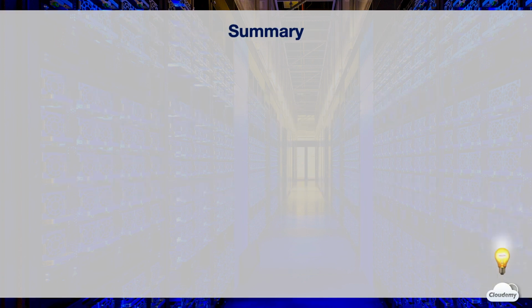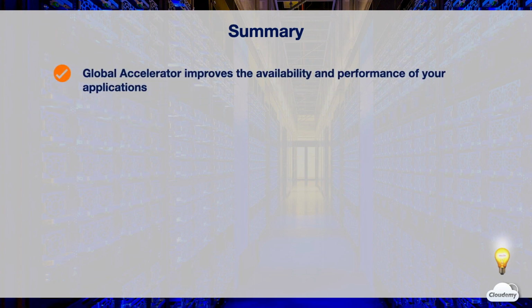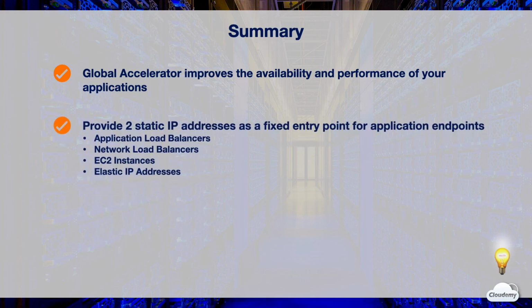In this episode, we've learned about AWS Global Accelerator. Global Accelerator is a networking service that sends your users' traffic through the AWS global network, improving the availability and performance of your applications. It provides two static IP addresses as a fixed entry point for your application endpoints, such as application load balancers, network load balancers, EC2 instances, or elastic IP addresses.